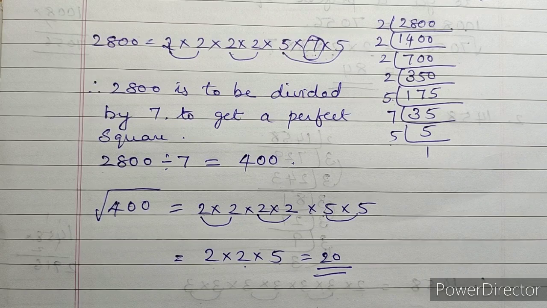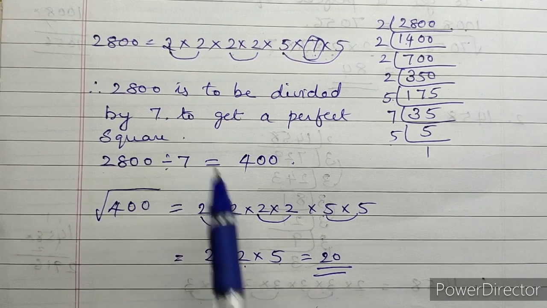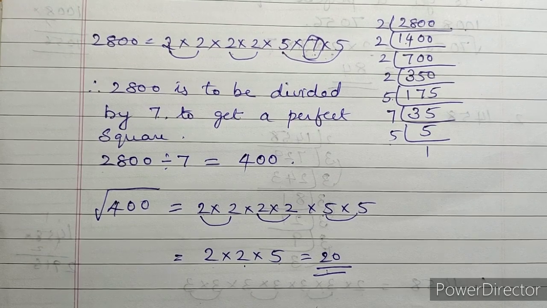So 20 is the final answer, the second answer. The first answer is 7. The second answer is 20. Hope you understood, children.